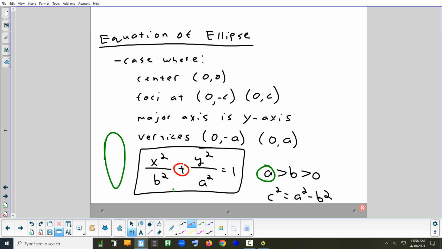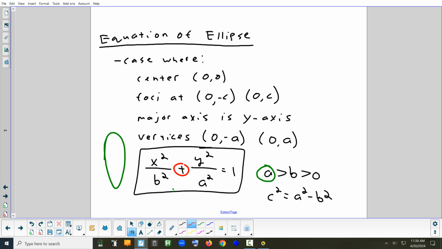And in fact, A and C are going to have exactly the same meaning tomorrow as well. Center to vertex, center to focus. Okay. Does everyone have the information about the vertical case?